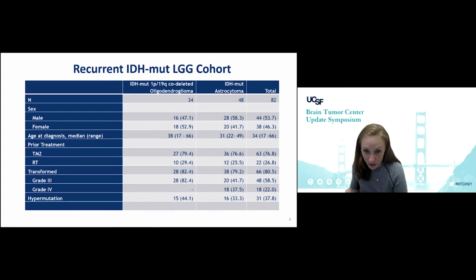In the oligos, for the patients that transformed, they all transformed to grade 3 disease. As we know, there's no grade 4 oligodendroglioma, so 80% of patients transformed. In the astrocytomas, also 80% of patients transformed, pretty equally: 40% transformed to grade 3 disease and 37.5% transformed to grade 4 gliomas.